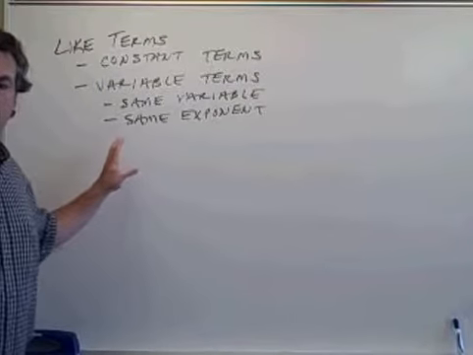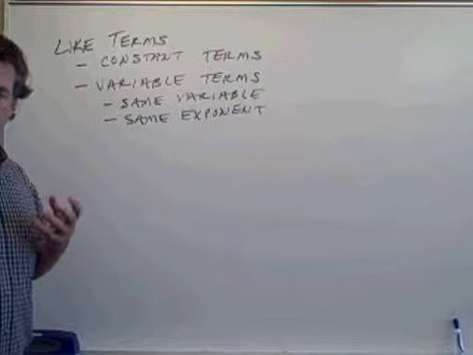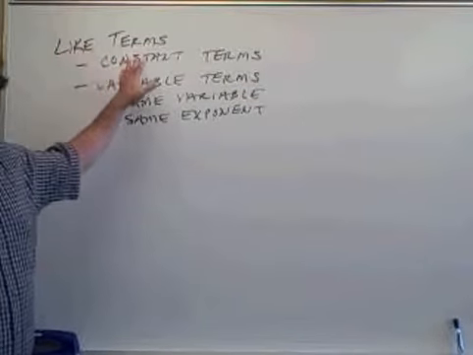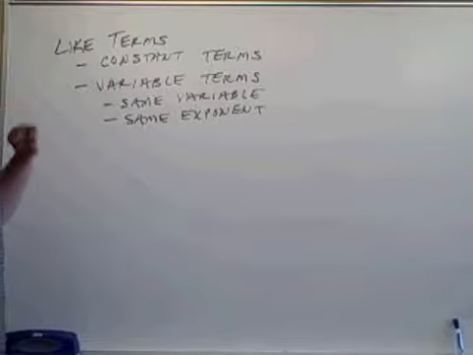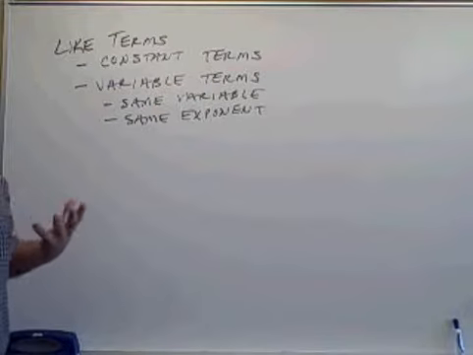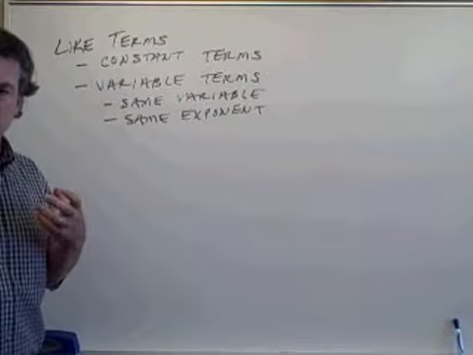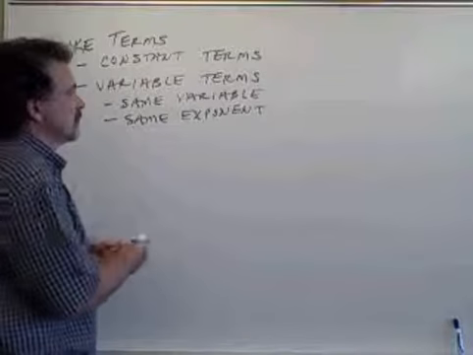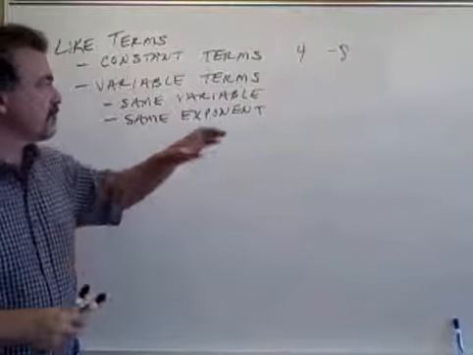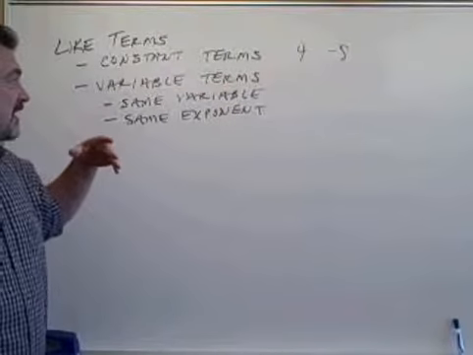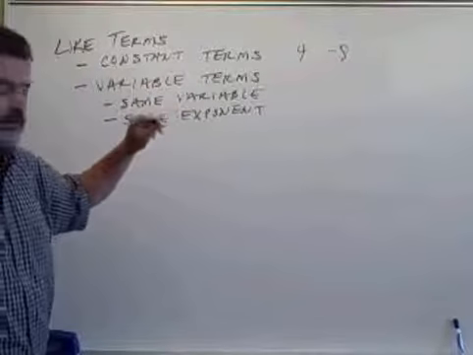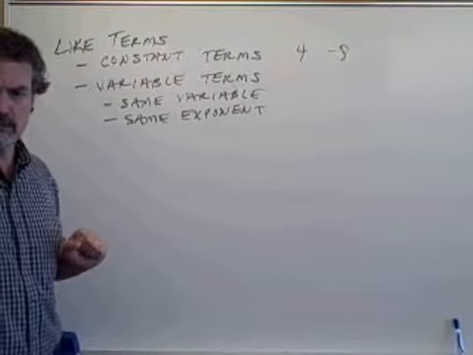As we continue our work with terms, there's a very important concept to understand, the concept of what we call like terms. Like terms can either be constant terms, and what we mean by a constant term is simply a term that's strictly a number. So 4 and -8 are examples of constant terms. And we always consider constant terms to be like terms.